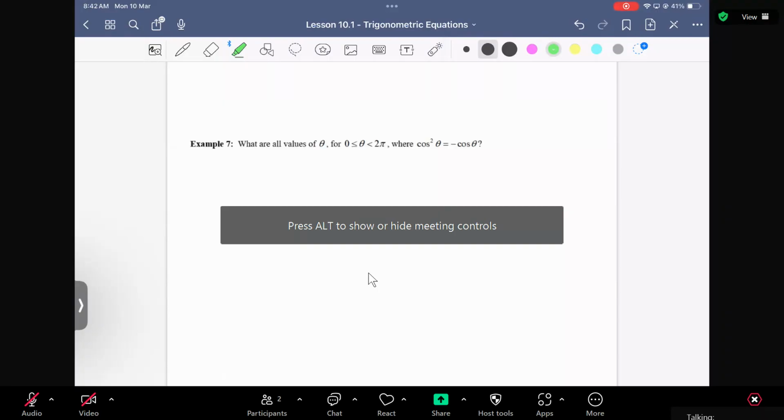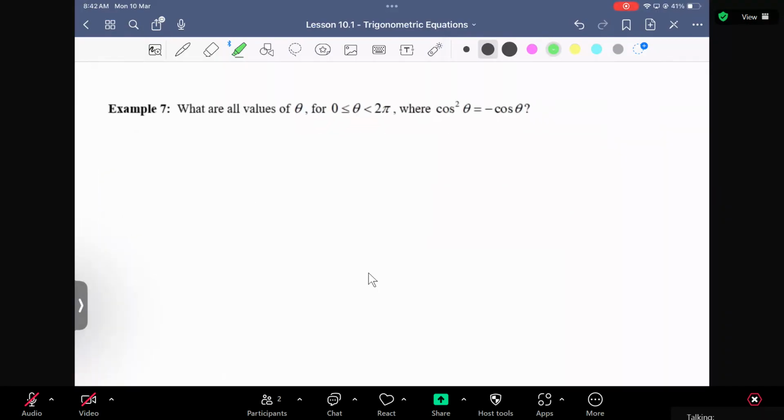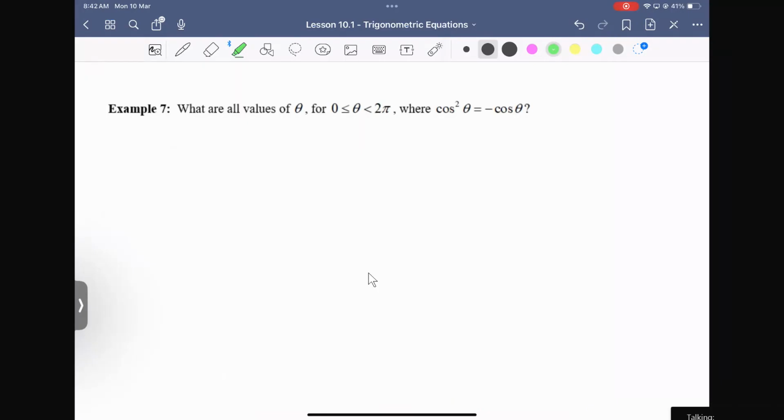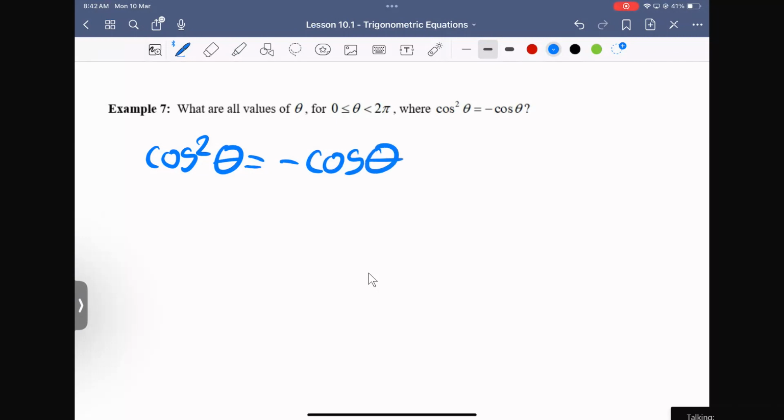Okay, so what are all the values of theta in 0 to 2 pi where cos squared theta equals minus cos theta? All right, so what we want to do for this one is we've got cosine squared of theta is equal to minus cosine of theta. I would never divide through by a variable. If you're cancelling cosine theta on each side, you are losing solutions. You are losing the solutions where cosine theta equals 0. It is always neater and better to factor.